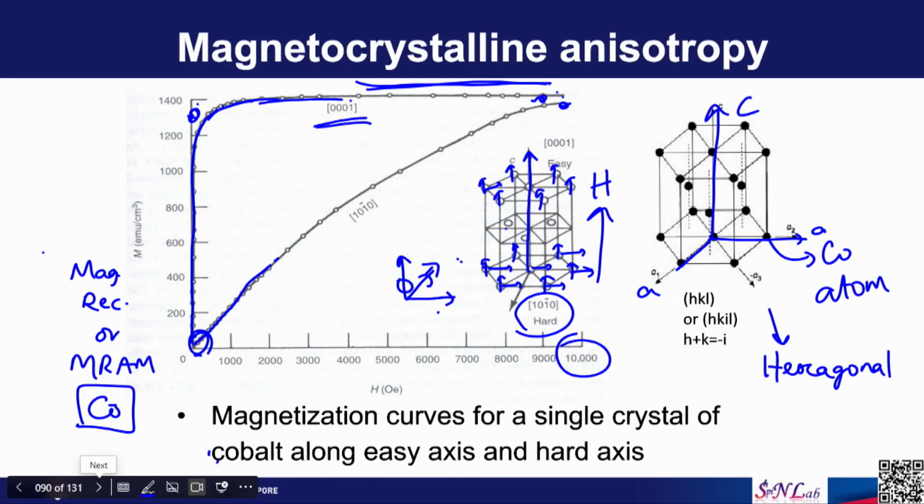So, this is magnetocrystalline anisotropy, and here this anisotropy is coming from the crystallographic structure.